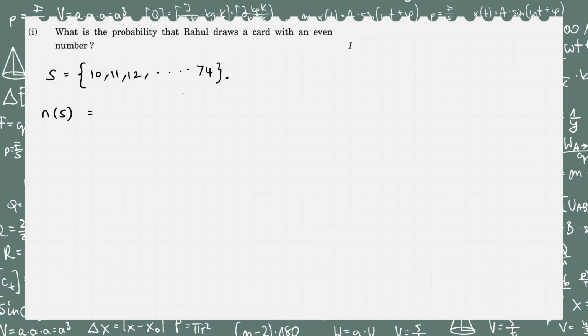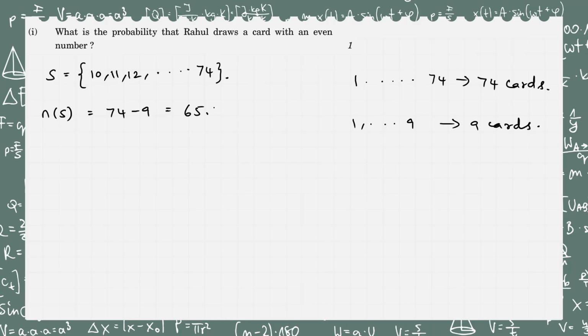So what we can do smartly here is, if I had 1 to 74, I know there will be 74 cards, right? But only from 10 we have now. So cards from 1 to 9 are not there. So how many cards are not there? 9 cards are not there. So out of the 74 cards, 9 cards are not there. Total number of cards available in the jar will be 74 minus 9, that is 65. So there are 65 cards between 10 and 74. This is one way of doing it.